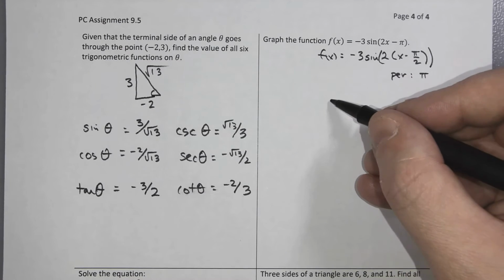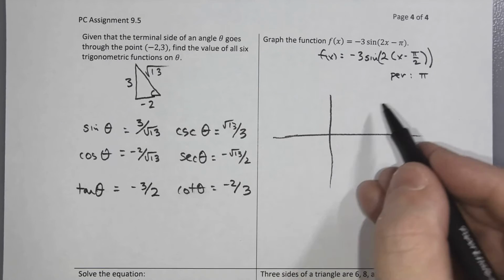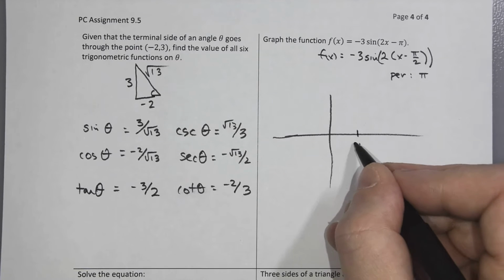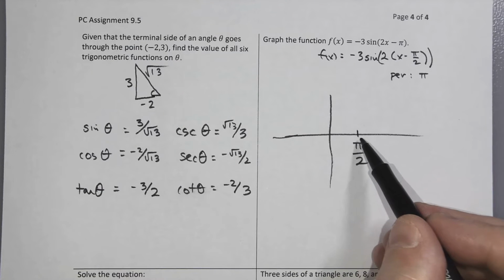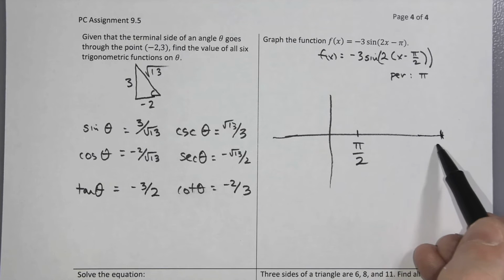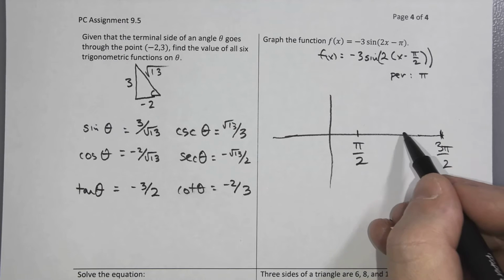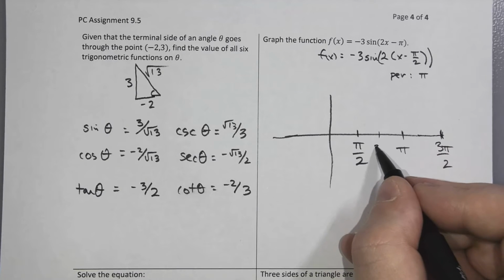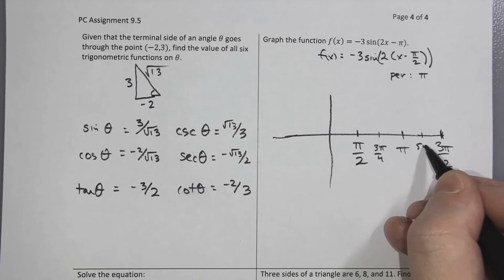So as I start to set up my axis, I have a horizontal shift to the right of pi over 2, so I'll go pi over 2. And then I need a period of pi, so I'll go from pi over 2 to 3 pi over 2 to make sure that I get enough period, right? Then halfway between that and that would be pi, and then in here would be 3 pi over 4, and then this would be 5 pi over 4.